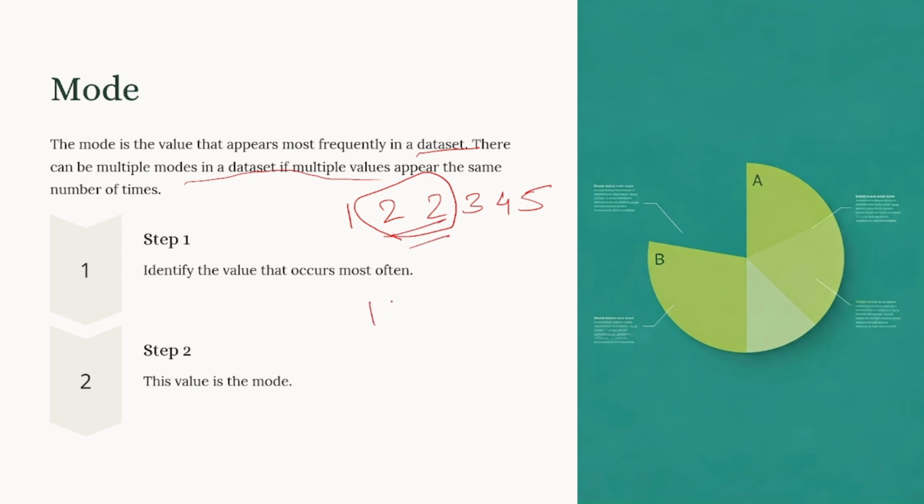But in the case of 1, 2, 2, 3, 3, 4, 5, two observations are coming the same number of times. So how can you decide? I will tell you in the next session, because people get confused if two values come at the same time. How can you decide who is the mode? And yes, definitely sometimes the interviewer asks these questions. So identify the values that occur most often. That is our first step in that case, and that value is the mode.